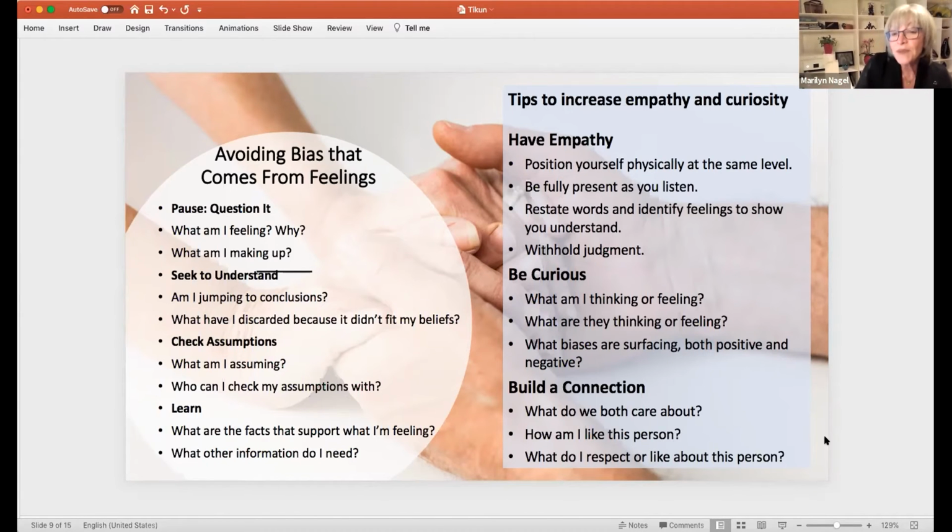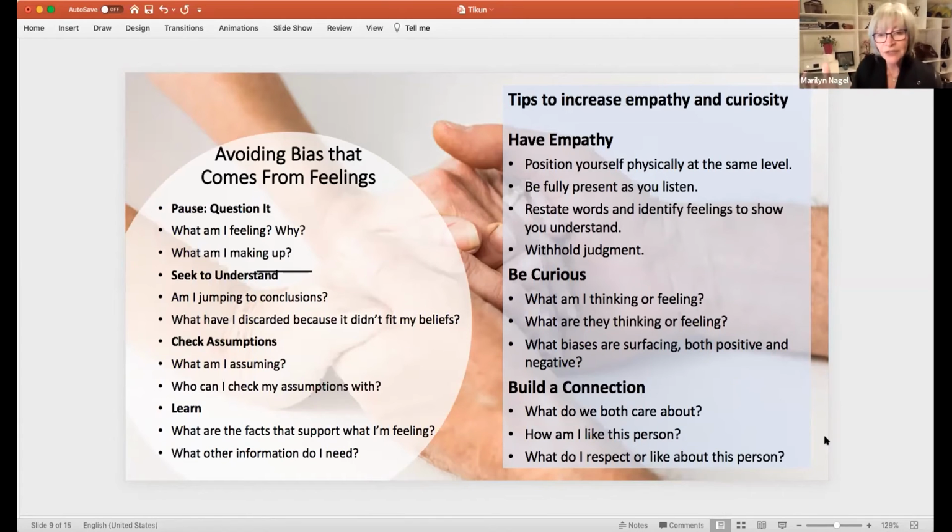So have empathy. Position yourself. If you see something that's happening, position yourself physically at the same level. Don't talk down to a person if you're standing and they're sitting. Be fully present when you listen. Restate words, identify feelings, withhold your judgment as much as you possibly can.